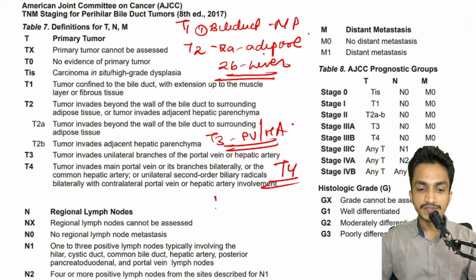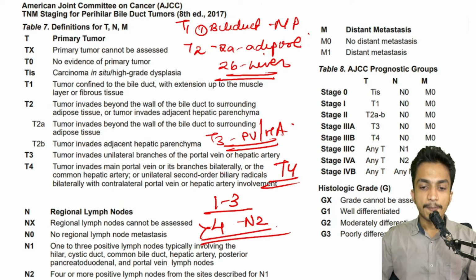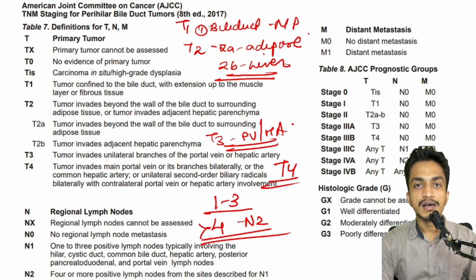Now lymph node, if it is 1, 2, 3, it is N1. If it is 4 or more, that is N2. So in intrahepatic, it was on the basis of size and the vascular invasion. In perihilar, it depends on the layer involved and the spread. If it is into the muscularis, T1. If into the adipose tissue around the duct, T2A. If into hepatic parenchyma, T2B. If unilateral hepatic arterial or portal vein involvement, that is T3. If contralateral side involvement or secondary order biliary radicals involvement, then it is T4. And if 1 to 3 lymph nodes, it is N1. If 4 or more lymph nodes, then it is N2.